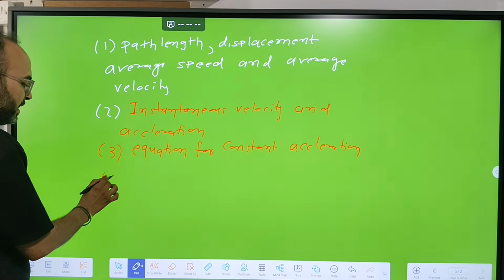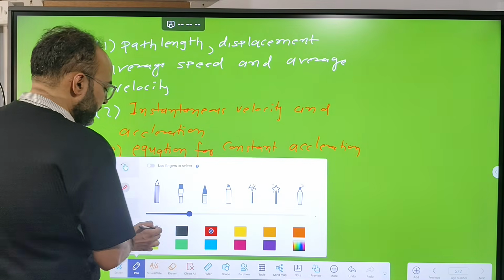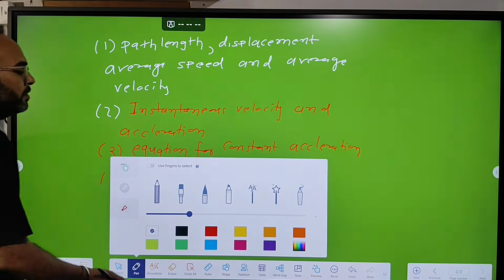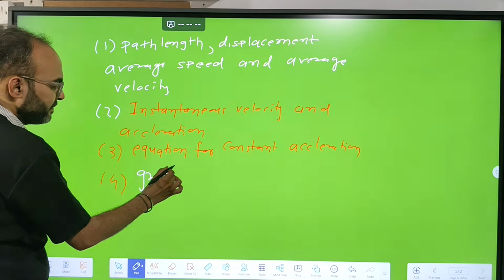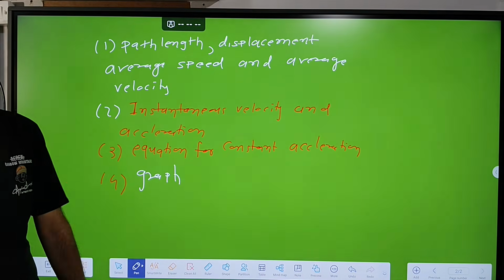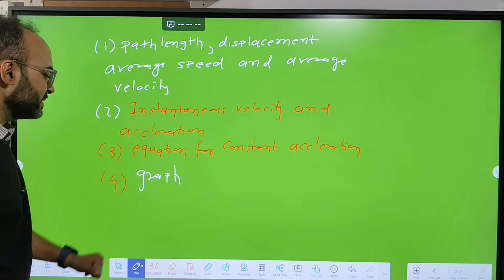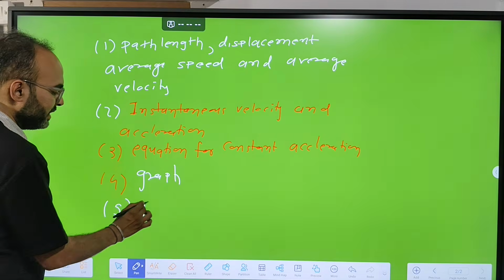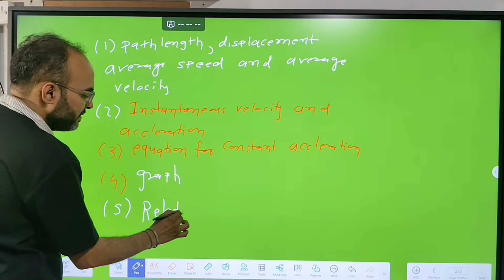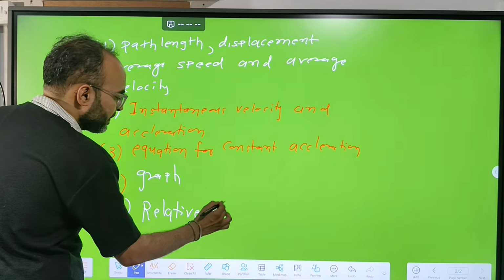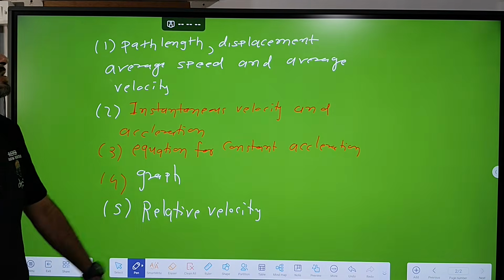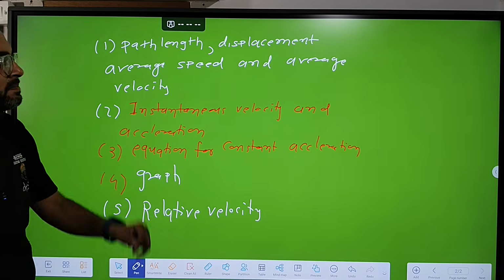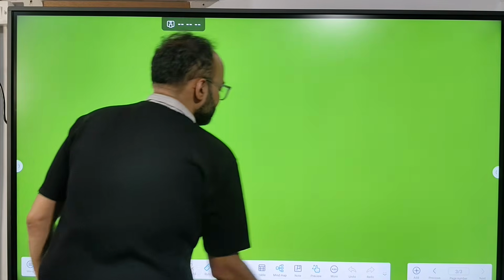And the fourth topic is graphs. In this chapter we discuss about the graphs. Fourth topic is graphs, and the last one is relative velocity. Okay, so now we start with the first topic: path length, displacement, average speed, and average velocity. It is our first topic.